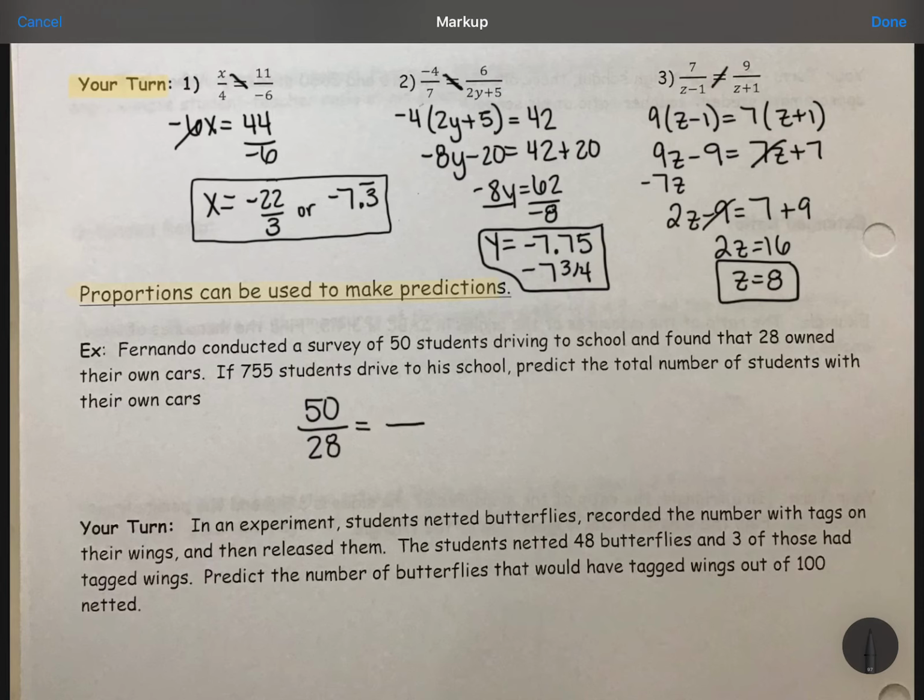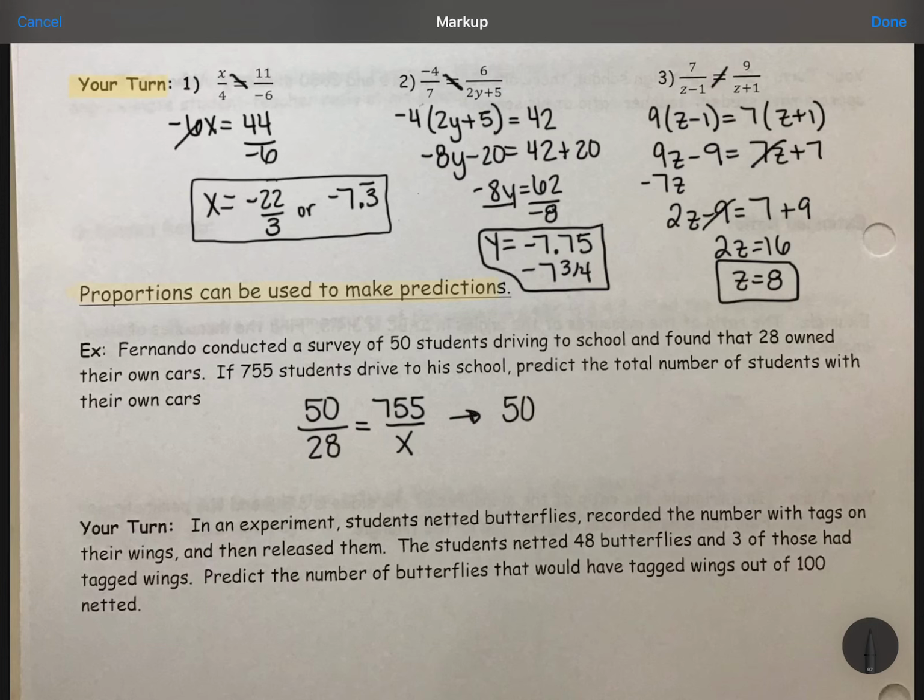So I'm going to put the total of the surveyed students, which was 50, and out of those 50 kids, they found 28 actually had their own cars. And so I'm going to put on the top here, how many students drive to his school in real life is 755 out of the 50 he only ended up surveying. And so we need to figure out how many of them we're going to use this to predict based on the data he collected to determine the number of students with their own cars. So we've got students with their own cars on the bottom and the students on the top. So again, I'm going to cross multiply.